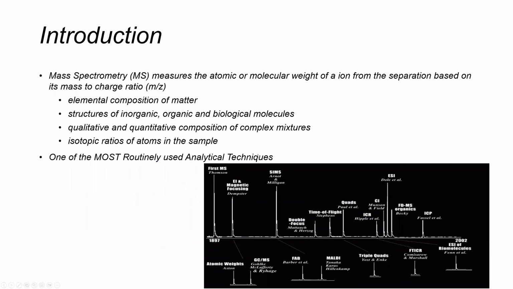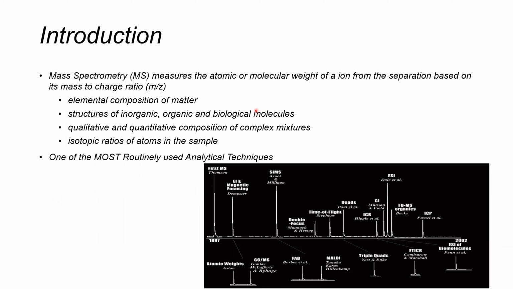So mass spectrometry measures the atomic or molecular weight of an ion from the separation based on its mass to charge ratio, which is the m over z. So this helps us to look at the elemental composition of matter, the structures of inorganic, organic, and biological molecules, because eventually we'll see that what we'll measure will include what are called fragments of the molecule. So these are just different groups of atoms from a particular molecule. And so if we piece those together, it can help us to understand the structures of unknown molecules.